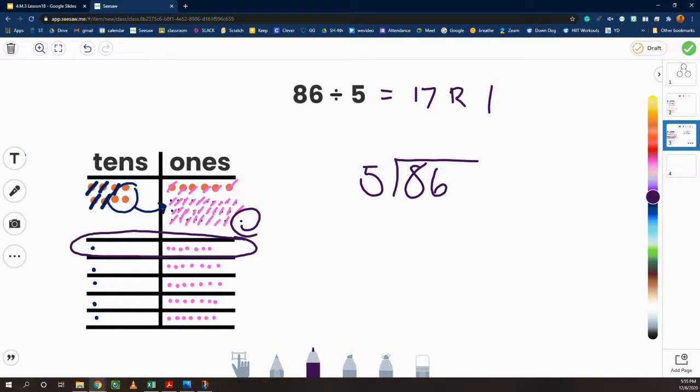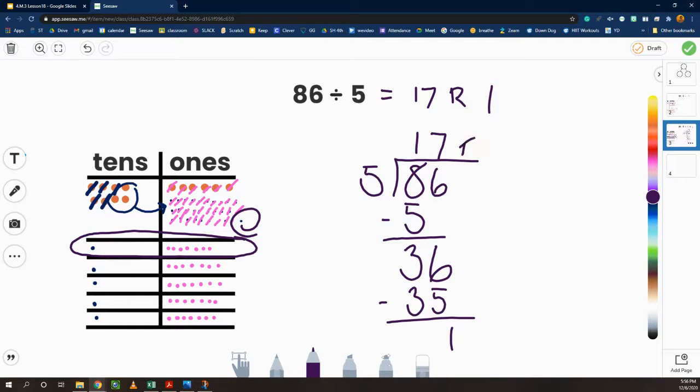First, we had 8 tens divided into 5 equal groups. There was 1 in each group, giving us 5 that we distributed. We had 3 tens that were left over. We brought those 3 tens over into our ones place, changed them in, giving us a total of 36 ones. Then we divided up our 36 ones into 5 equal groups. There were 7 in each group for a total of 35. We took that away. There was 1 left over, which gave us 17 with a remainder of 1.